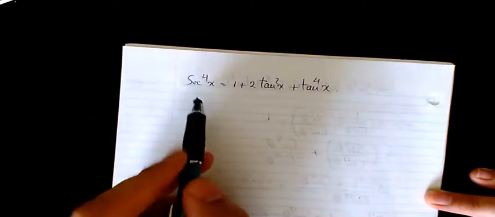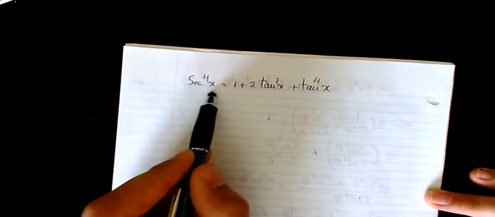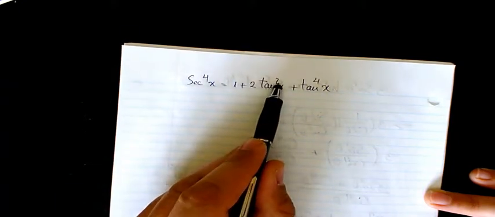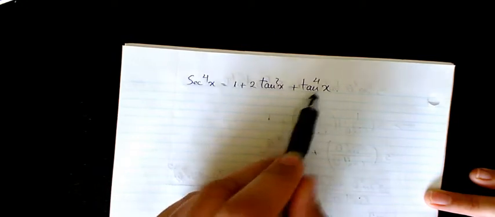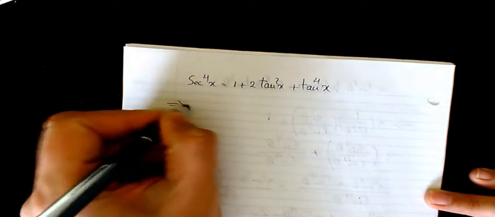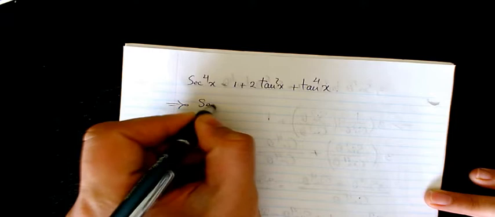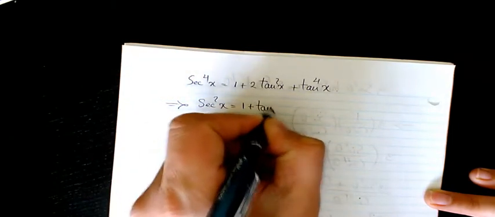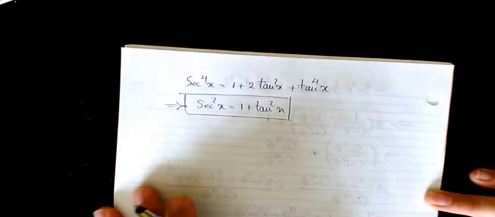In this example, I have sec⁴x equals 1 plus 2 tan²x plus tan⁴x. We already know sec²x will be equal to 1 plus tan²x. That's what we proved already.